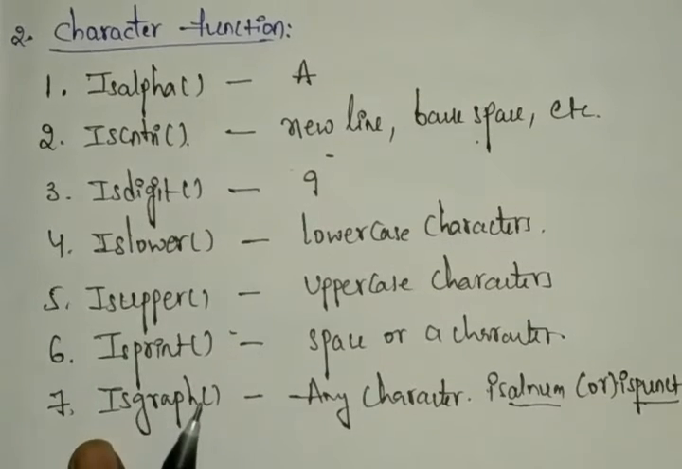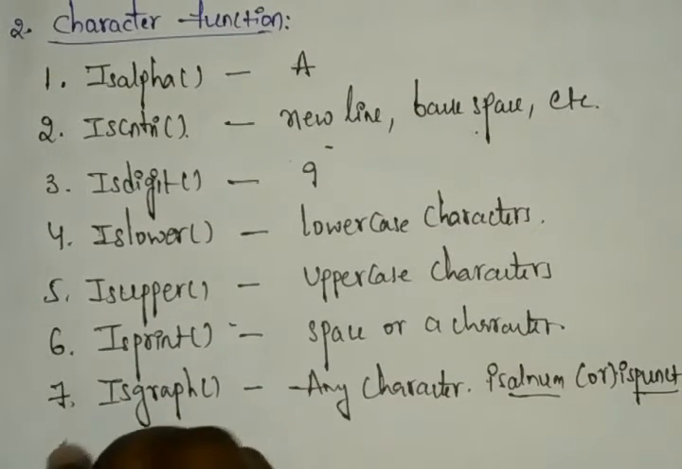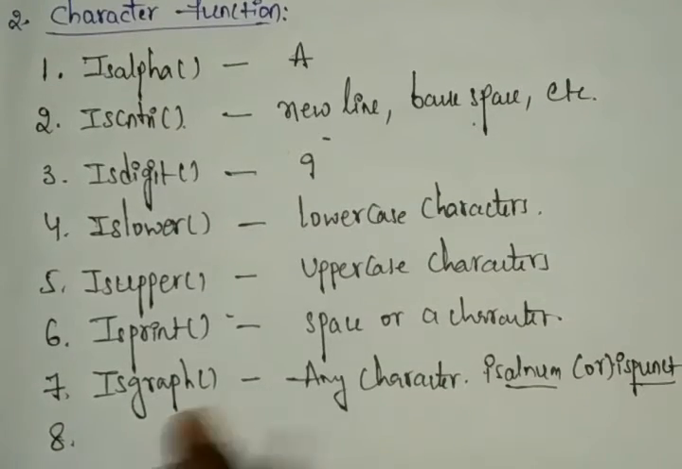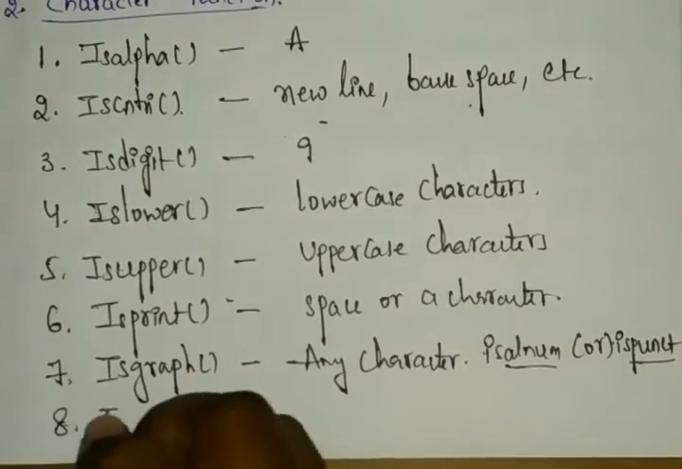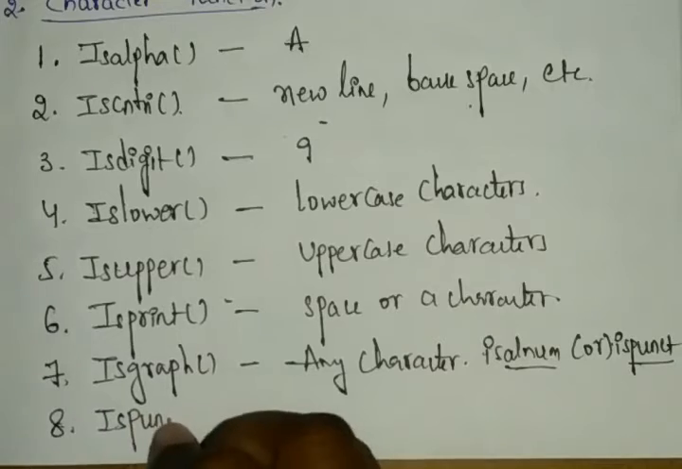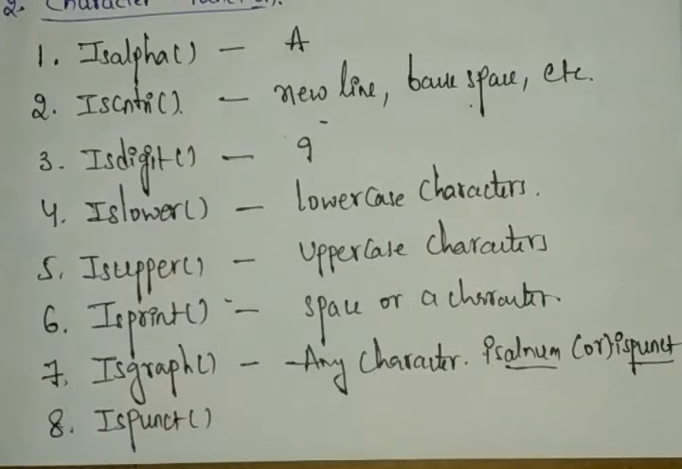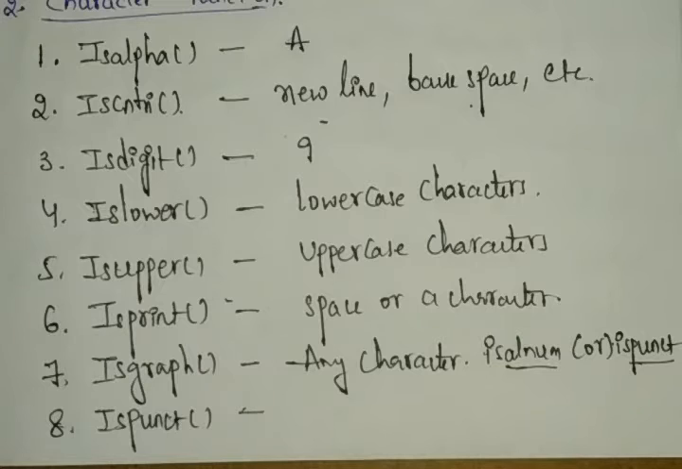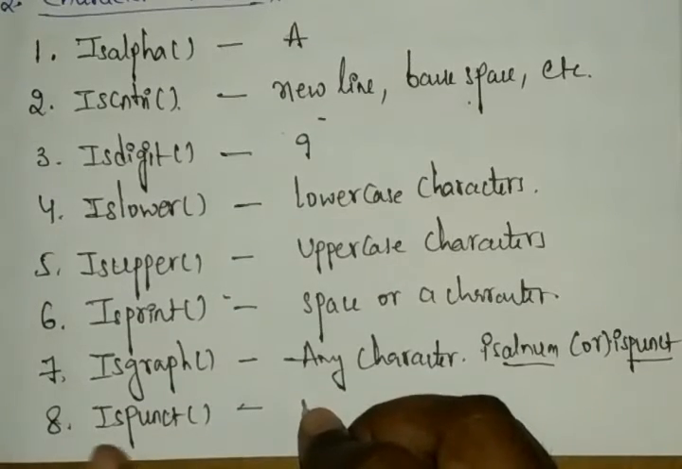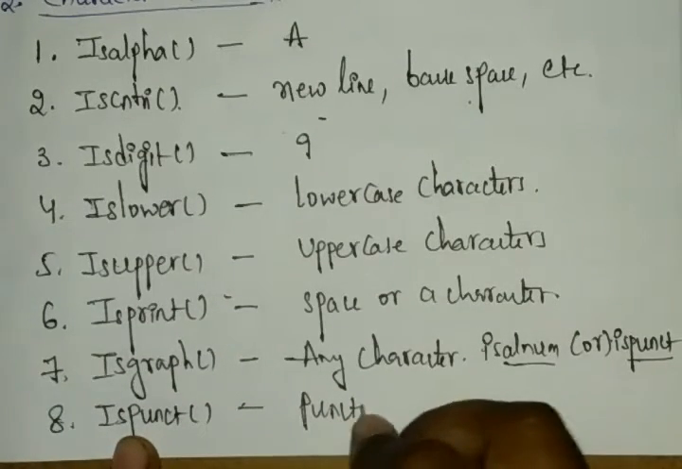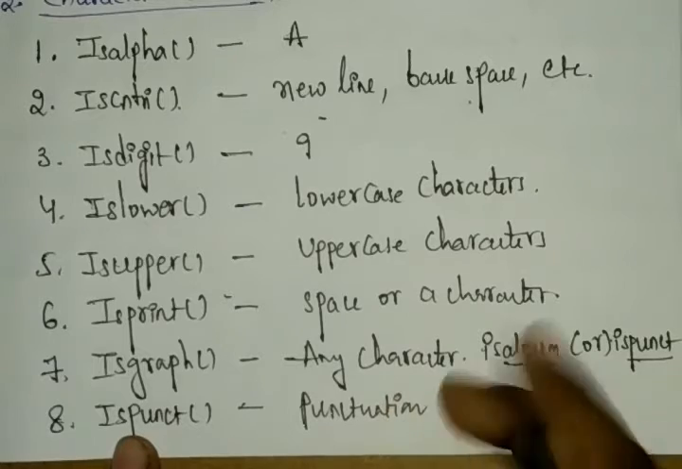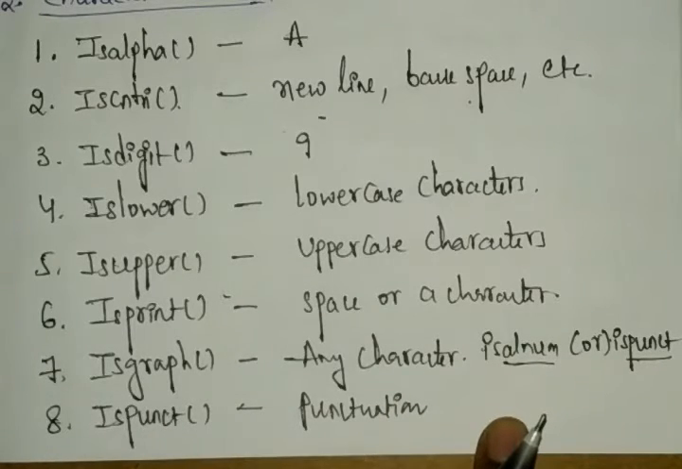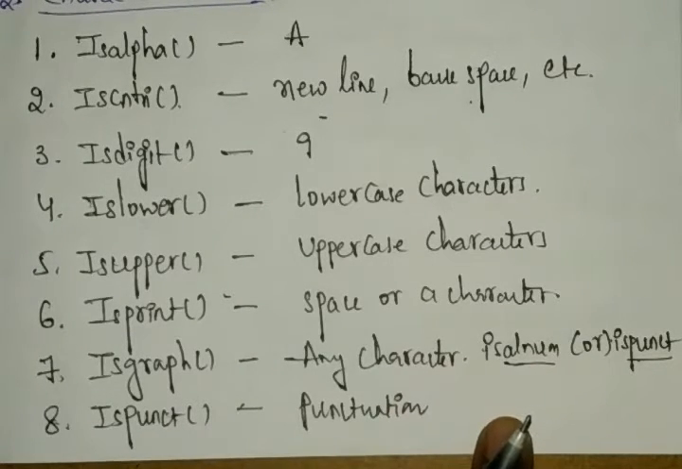And next we have isPunct. We already discussed it, and again we have isPunct. If you enter a punctuation symbol, it returns a non-zero value. Otherwise it returns 0. So here you can enter punctuation symbols. If not, it automatically returns the 0 value.